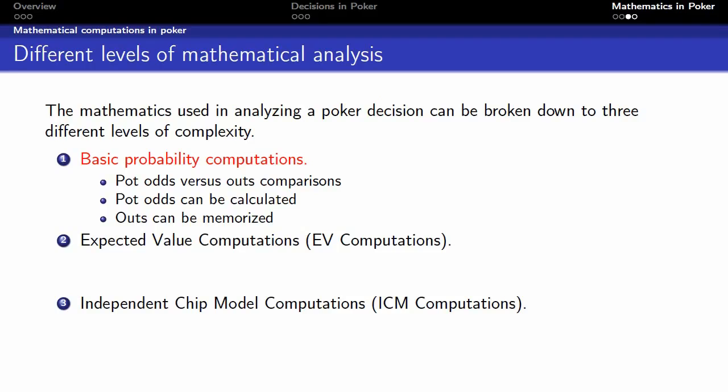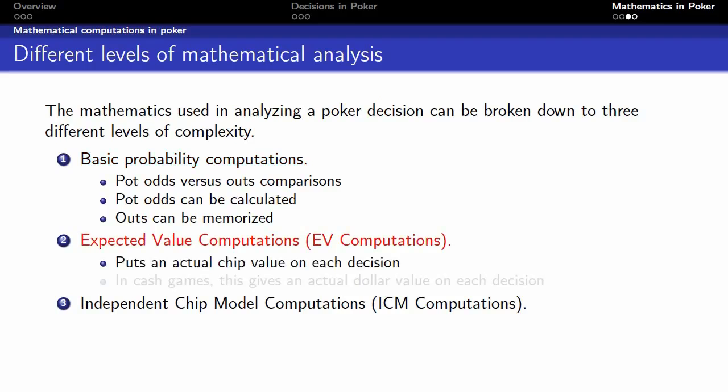Going into the intermediate complexity level, well, when you do an expected value calculation, what you're doing is you're putting an actual chip value on each decision. So you're comparing your options, fold, call, or raise, and you're evaluating it to the point where, over the long run, maybe with a fold you'll lose 20 chips, with a call you'll gain 2 chips, and with a raise maybe you'll lose a chip. So that will tell you that the call was the best choice.